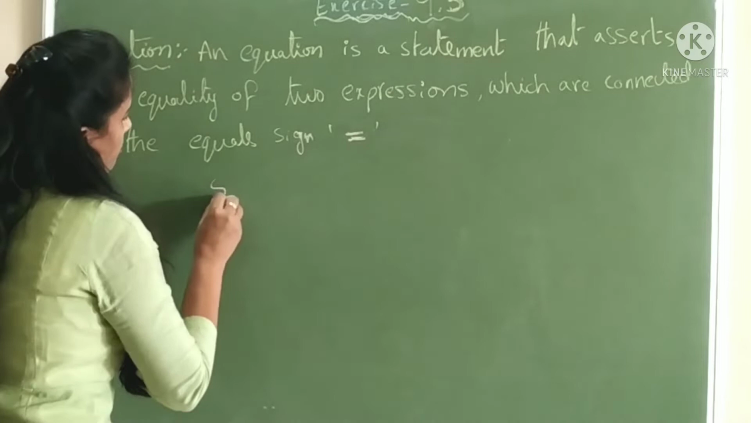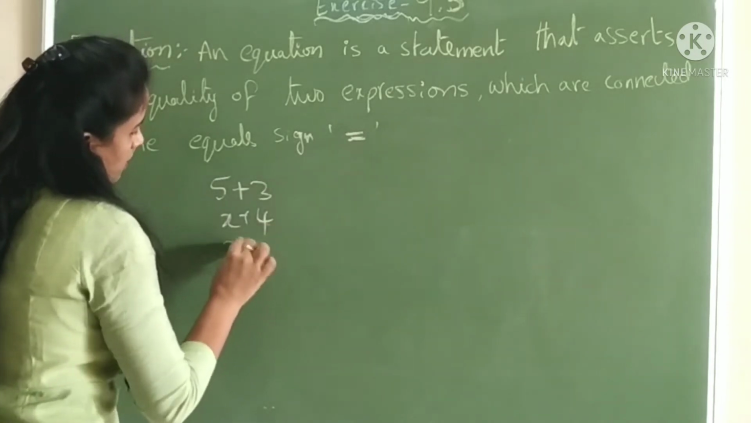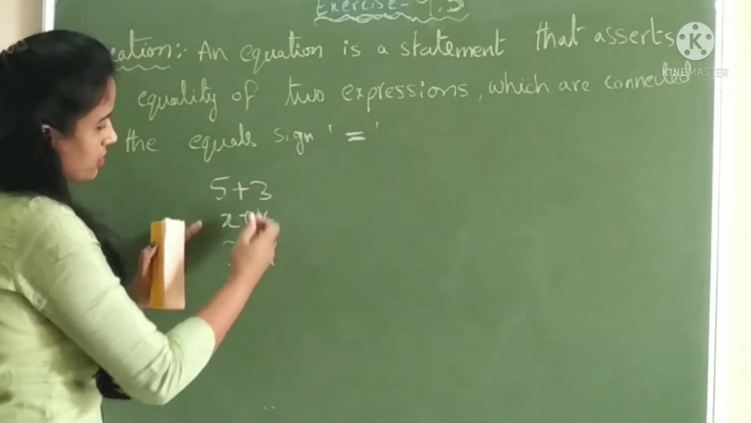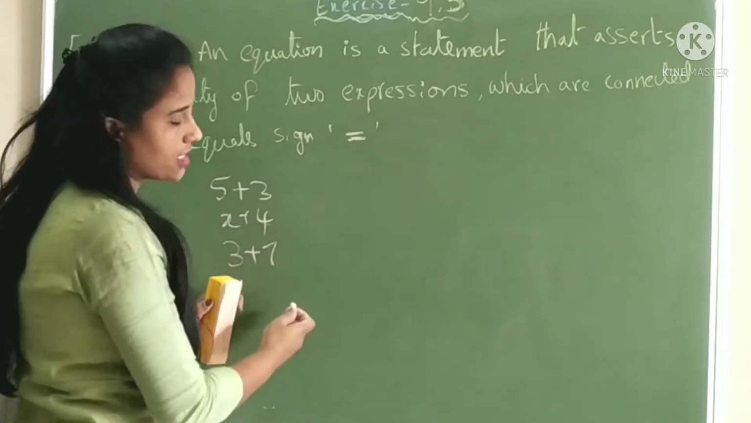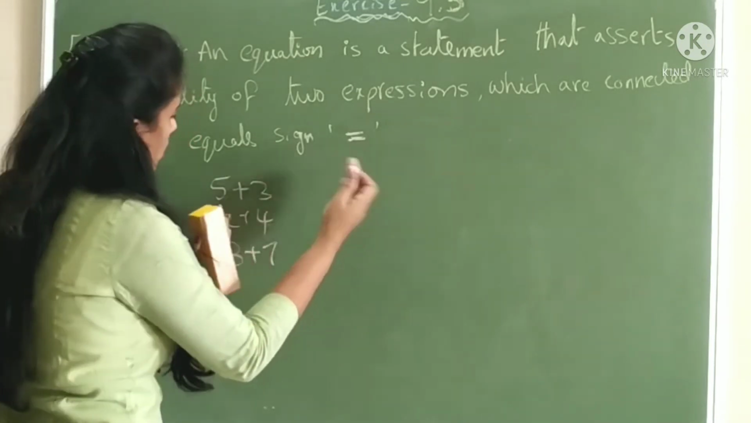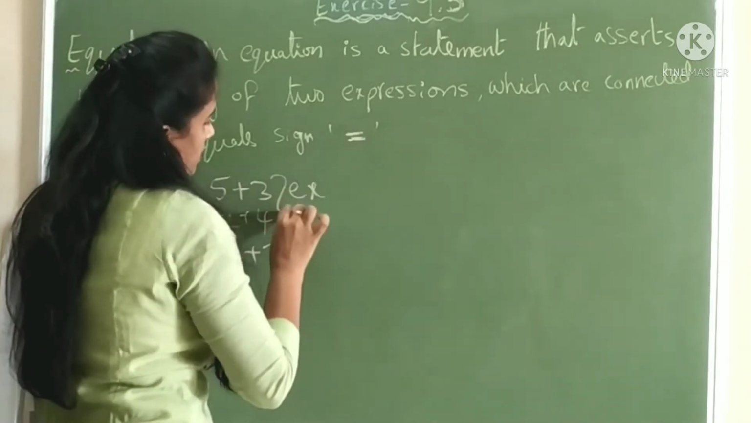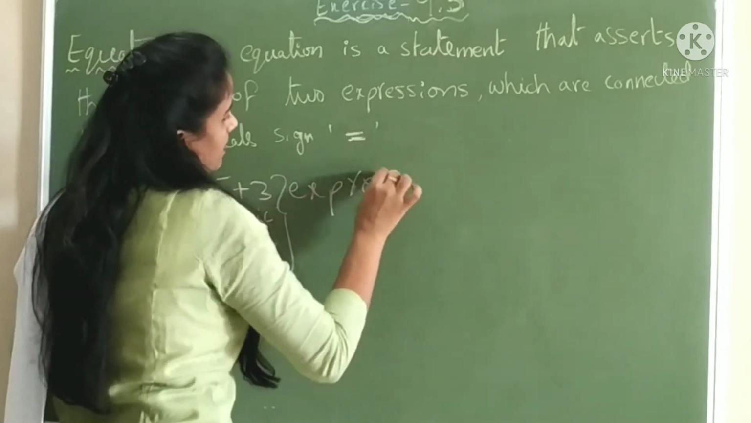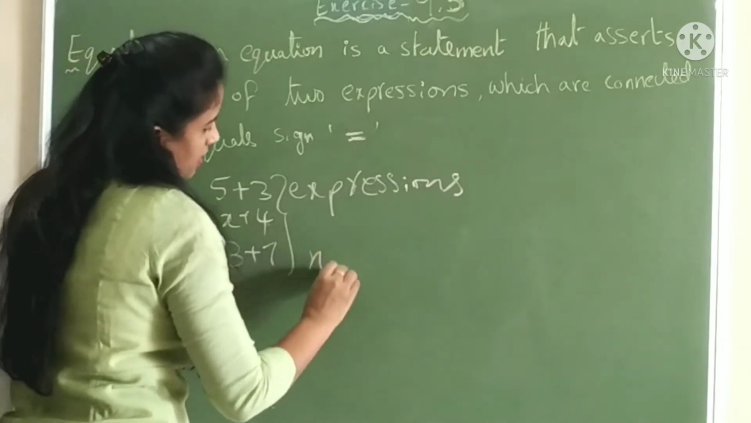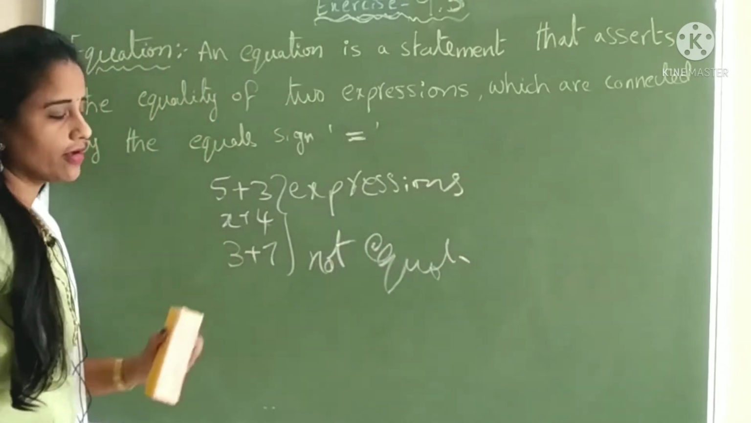Suppose 5 plus 3, x plus 2, x plus 4, 3 plus 7. These are expressions. They don't have an equal sign and they don't have two parts. After the equal sign, they don't have one more expression. So these are only expressions, not equations. What is an equation?